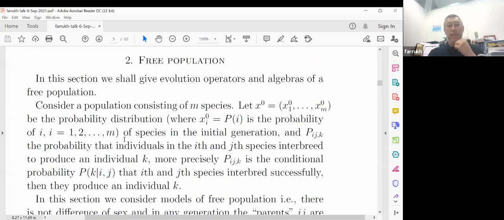Okay, so let us be a little bit more specific. Let us consider a free population. What does it mean, free population? First of all, suppose our population consists of m species. m could be 1, 2 millions, it doesn't matter. Then suppose in the beginning we are given its distribution. Distribution is given by this probability.